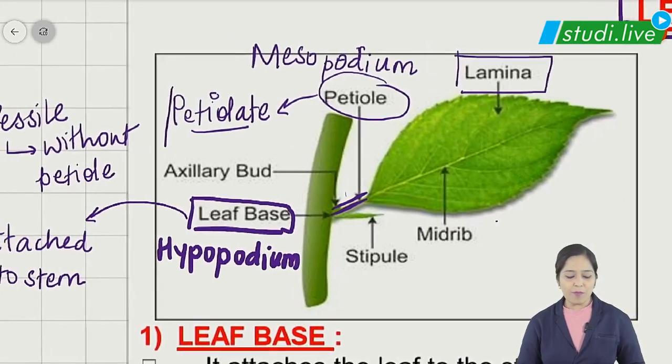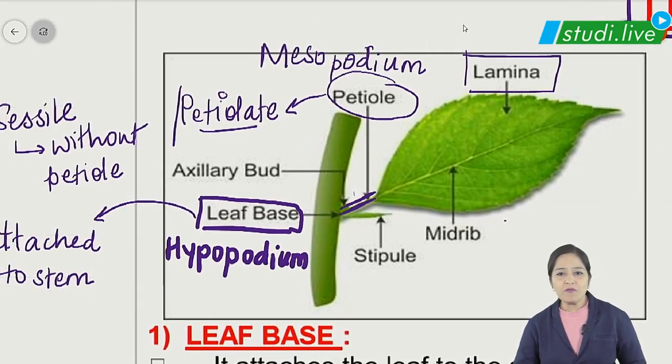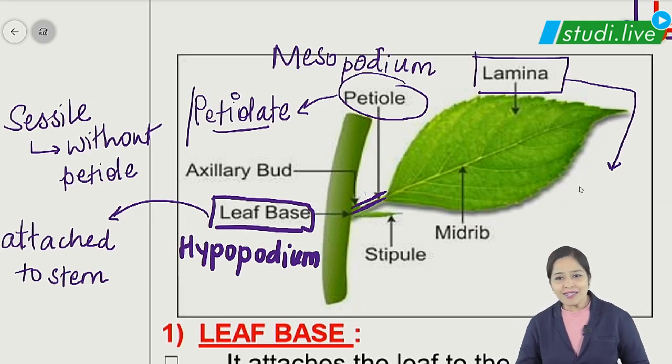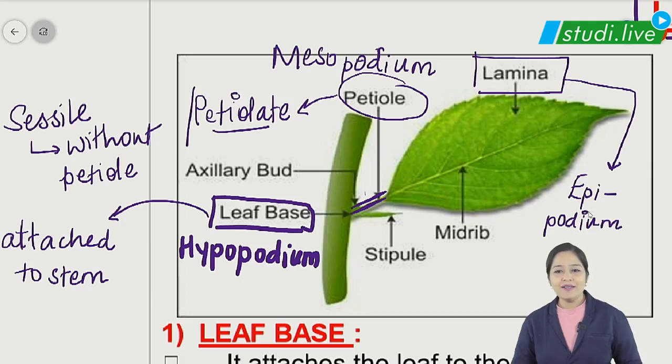This main important part of the leaf is known as the lamina. This lamina is the most important part, and it is known as the epipodium. This lamina is the part of the plant which is exposed to sunlight. So this lamina is performing three major functions.